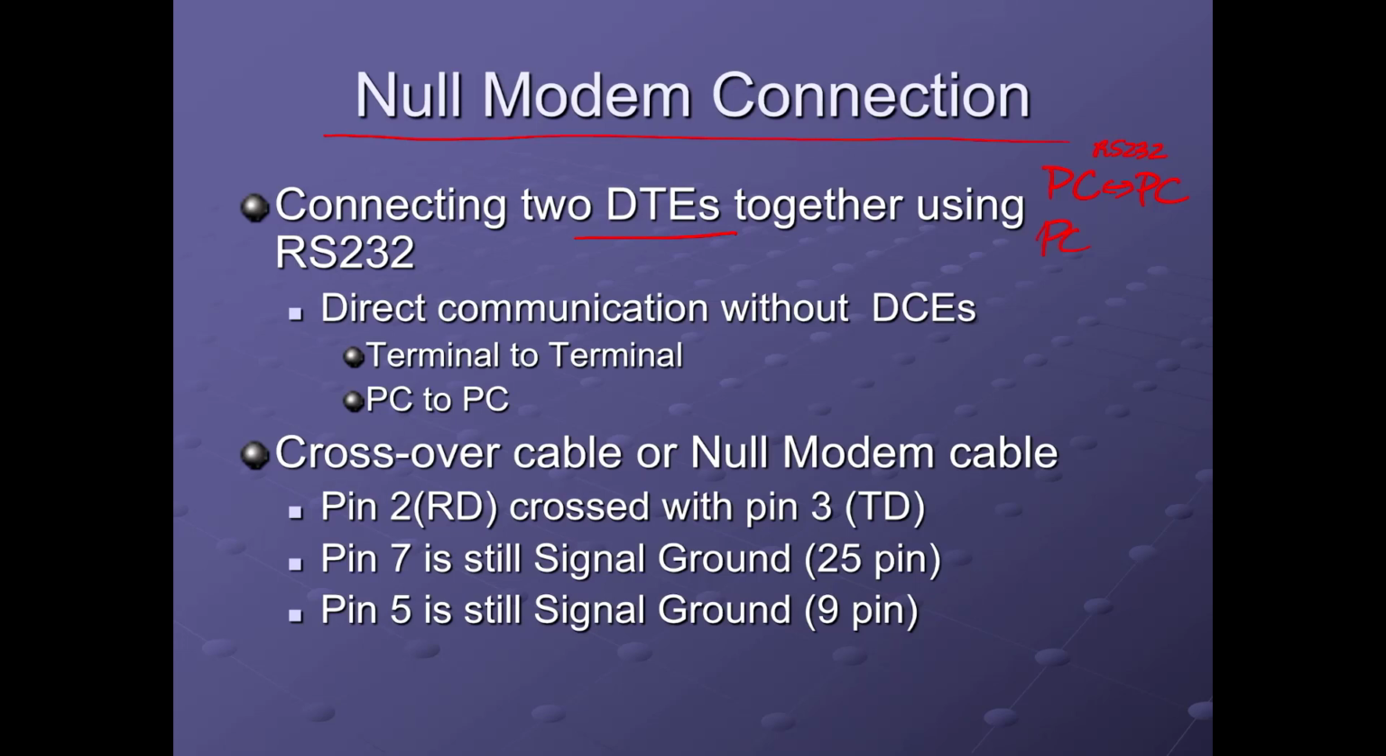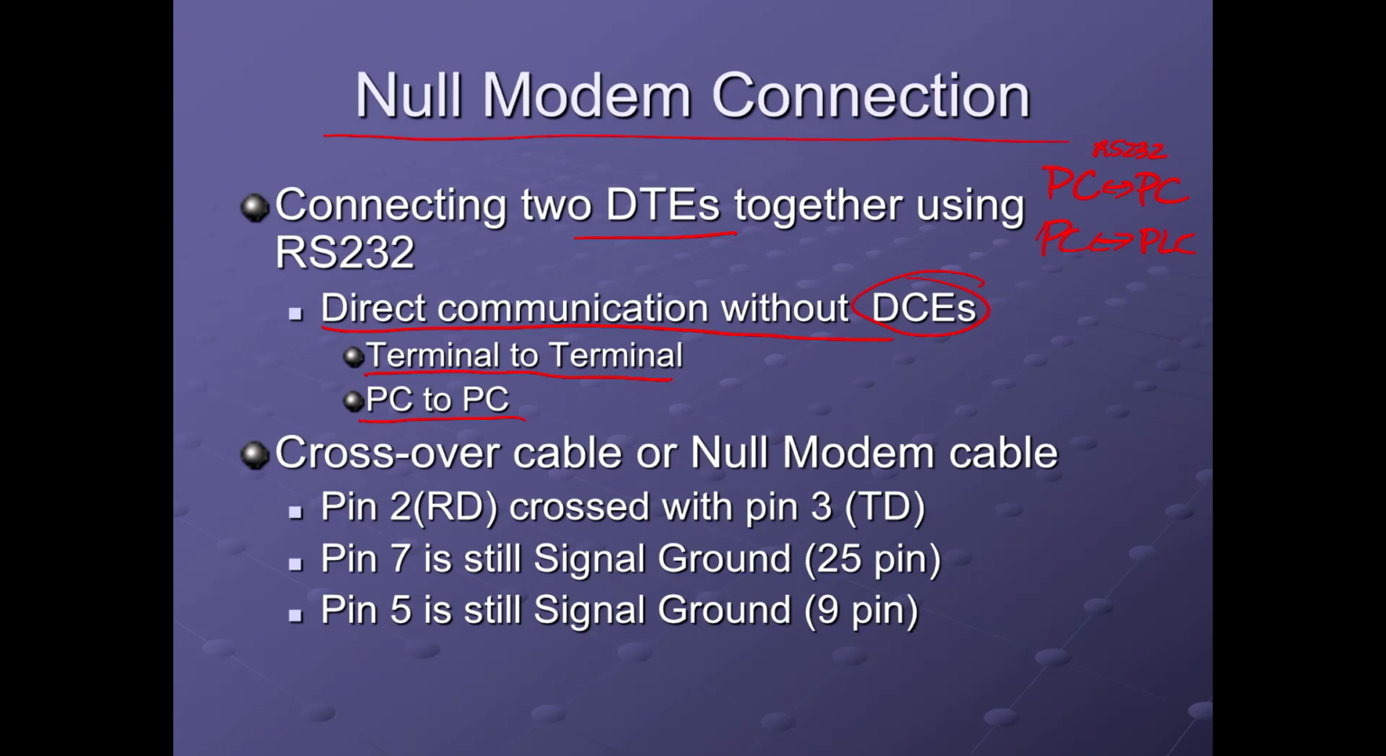You could communicate from a PC to a PLC over RS-232. That would be a null modem connection. You're not using a modem in that connection. So the list goes on. You could be PC to RTU, PC to smart relay or protection relay, like we're going to do in our lab 2 and 3, and so on. But the idea is there's no modem in this connection, no DCE. So it's direct communications without DCEs. It's terminal to terminal, PC to PC, and so on.